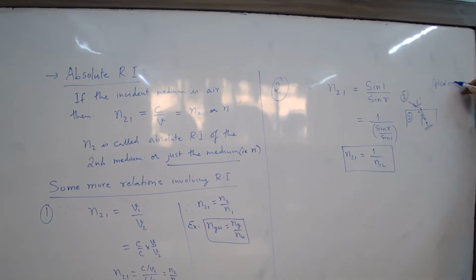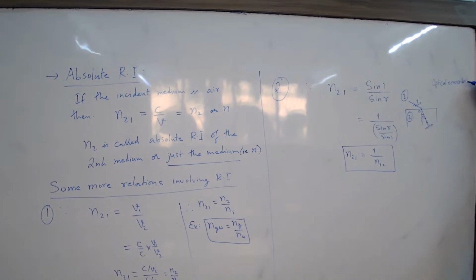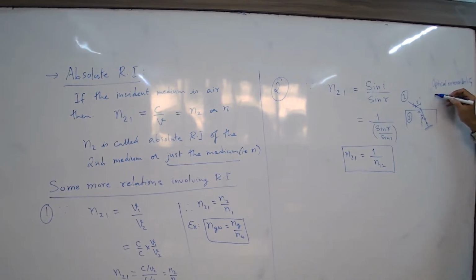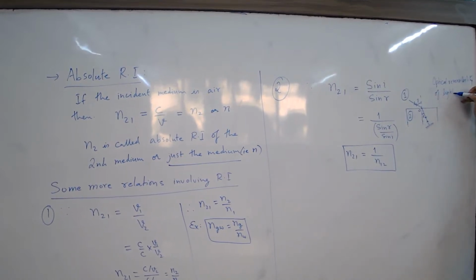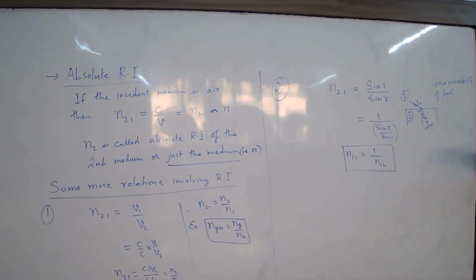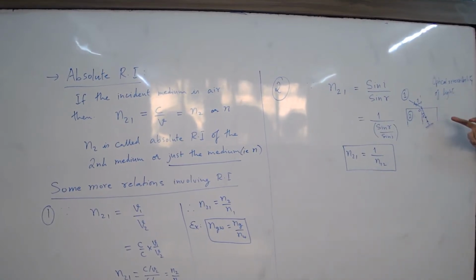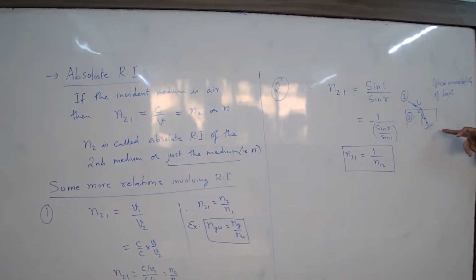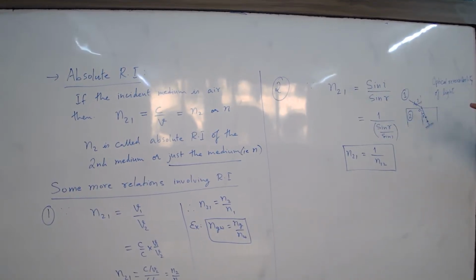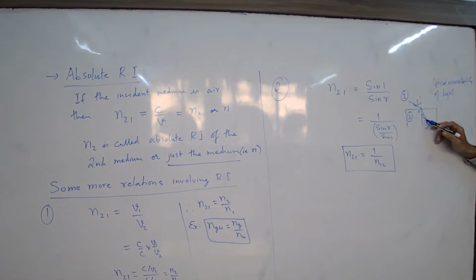Optical reversibility of light. It says when the path of light is reversed, it will retrace the old path. Whichever path it took to come, it will go back by the same path. So then angle of incidence becomes r.